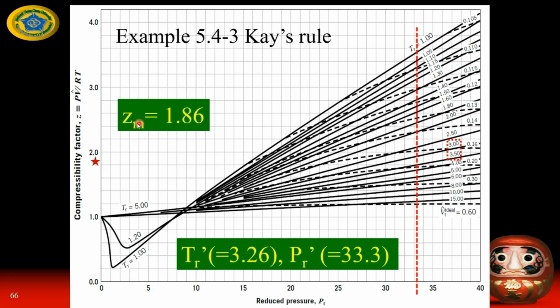Once you know ZM is equal to 1.86, you use PV equals ZM RT, so you can get the volume in this case. I don't want to waste your time doing the calculation. Please go home and do the calculation by yourself. This is important. I want to tell you again, I don't want to fail you. If you do the practice, you can get the points in your final exam.